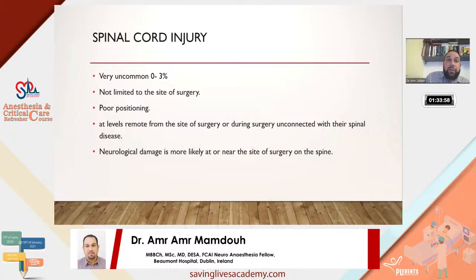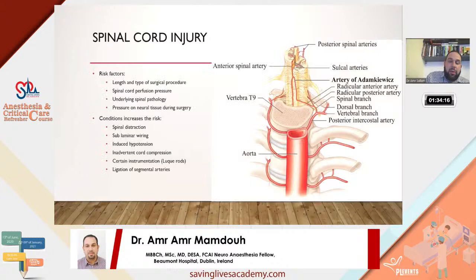And paraplegia and quadriplegia have been reported as a result of poor patient positioning. There are reports of patients with spine disease who suffered injuries very far away, remote, and we cannot attribute them at all to the surgery itself. If we take a look at the blood supply here, we see the major vessel, which is the artery of Adamkiewicz, and also the segmental arteries from the thoracic and lumbar region. These are very important, and we have to know about this.